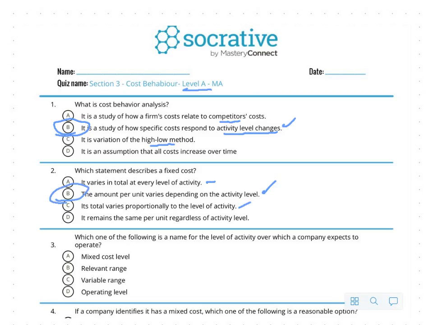The amount per unit varies depending on the activity level. If the activity level goes up, the fixed cost per unit goes down. Which one of the following is a name for the level of activity over which a company expects to operate? Well, the answer is simply relevant range.